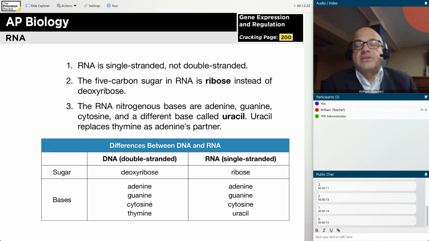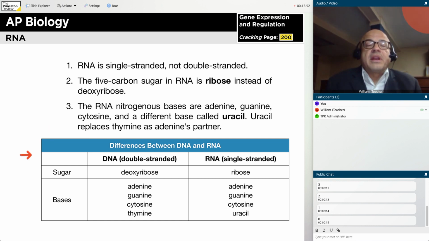RNA is single-stranded. So here are some specific points that'll help you as you go through, to make sure that you get all this information correct and accurate. Accuracy is very important. RNA is single-stranded, and the 5-carbon sugar is ribose instead of deoxyribose. Notice that you have uracil in the RNA nitrogenous bases, and that replaces thymine.